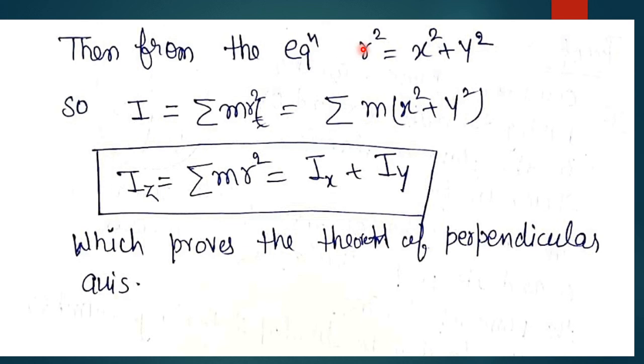So from the equation r² = x² + y², we can write I = Σ mr² = Σ m(x² + y²). This is the summation, and this is in brackets. So Iz = Σ mr² = Ix + Iy. This is the theorem, and it is proved.